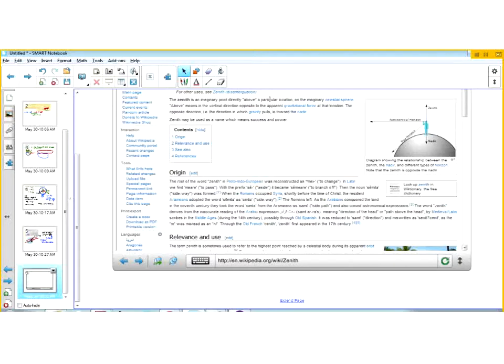The zenith is an imaginary point directly above a particular location on the imaginary celestial sphere. Above means in the vertical position opposite to the apparent gravitational force. So zenith is the height of something. So maybe this was the point, the 7.2 degrees was the point at which the shadow disappeared. So if the rays are coming in, oops.